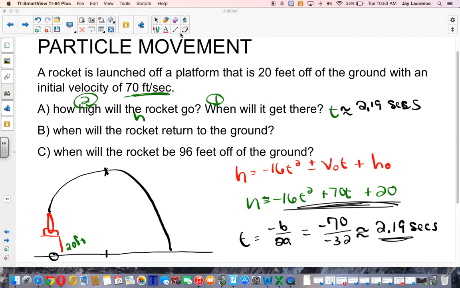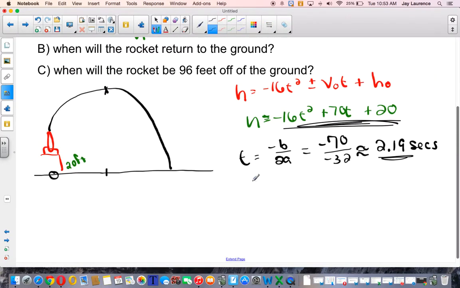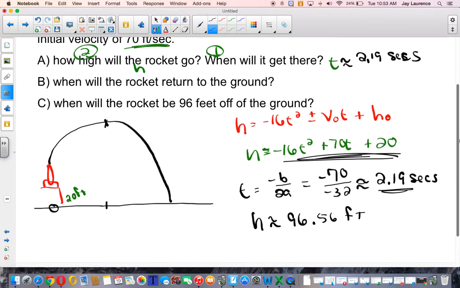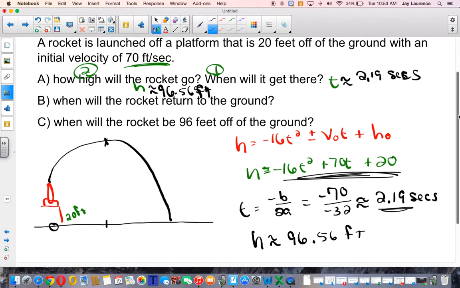So H is going to end up equaling 96.56 feet. Okay, now you really should show the work. I did it all on the calculator to save time, but you really need to show the work. So H is about 96.5625 feet.